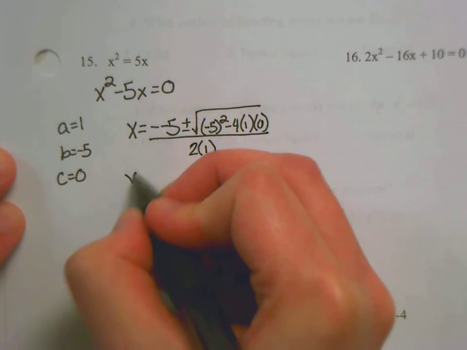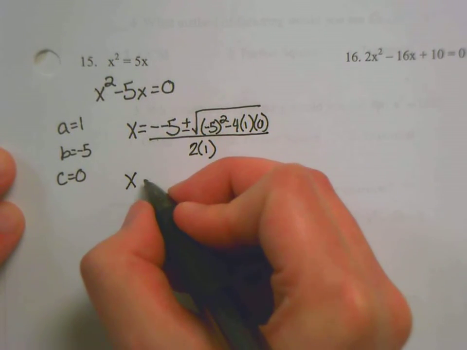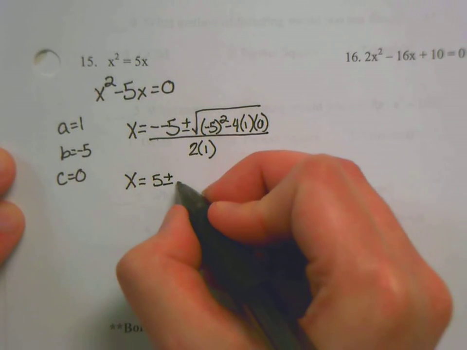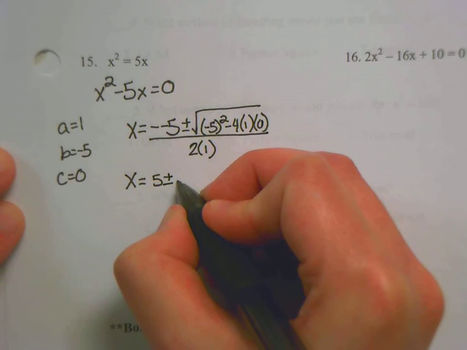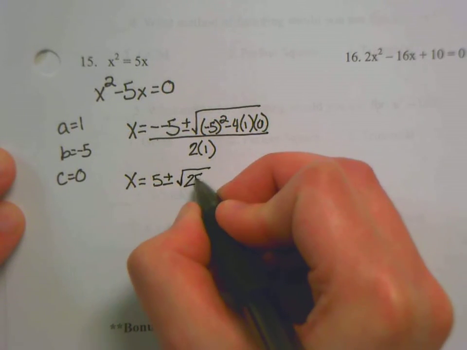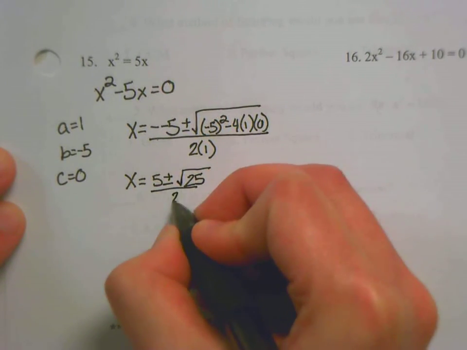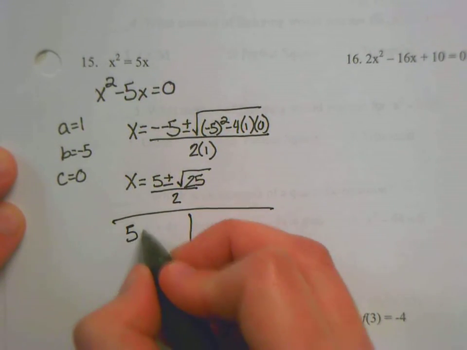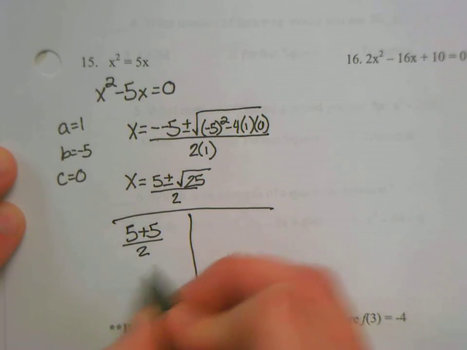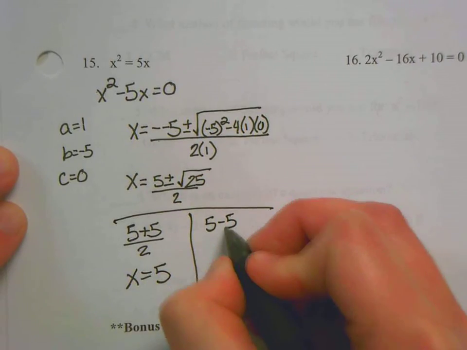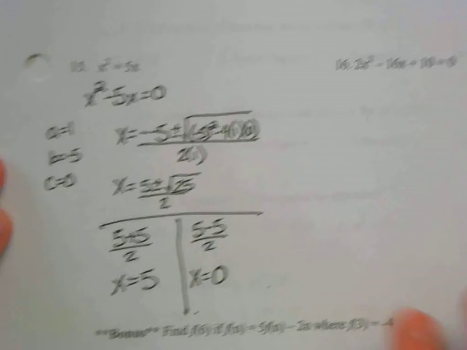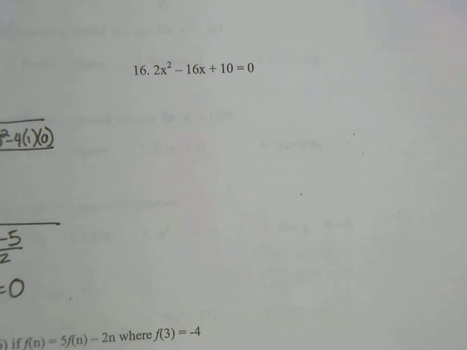So simplified, you get 5 plus or minus radical 25 divided by 2, which that is a perfect square. So you would have done a t-chart, and you would have had 5 plus 5 divided by 2, which would have been x equals 5. And then 5 minus 5 divided by 2, which would have been x equals 0. Same answers. And then last but not least, 16.